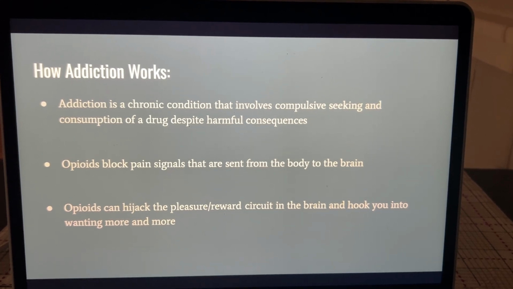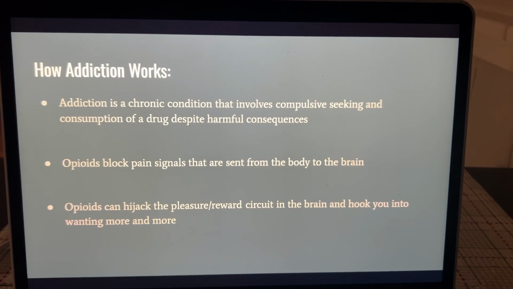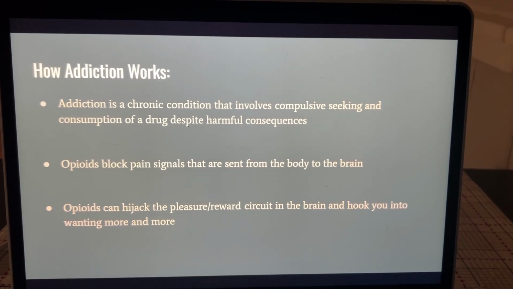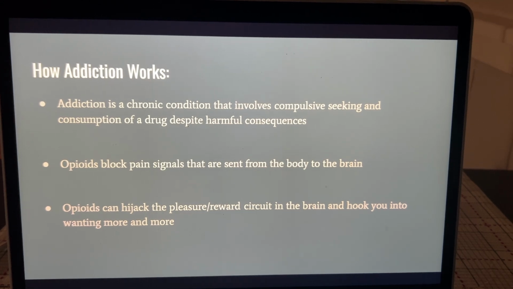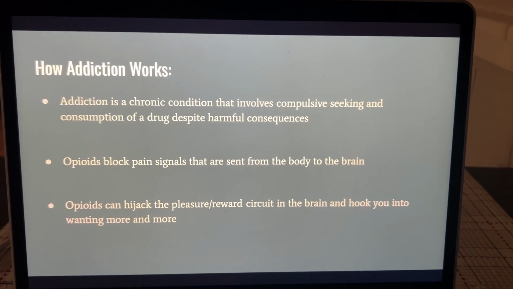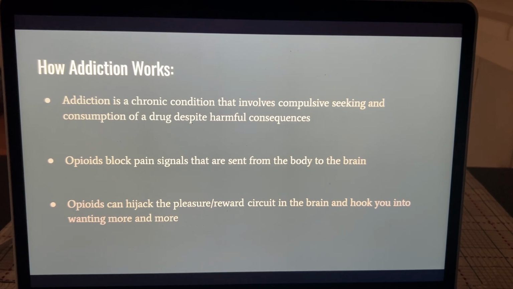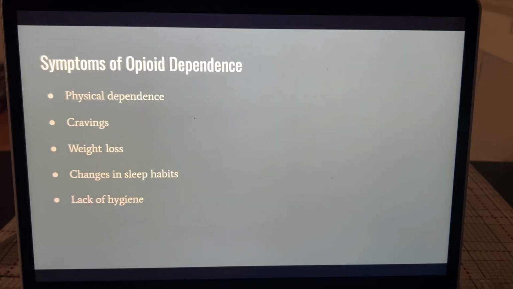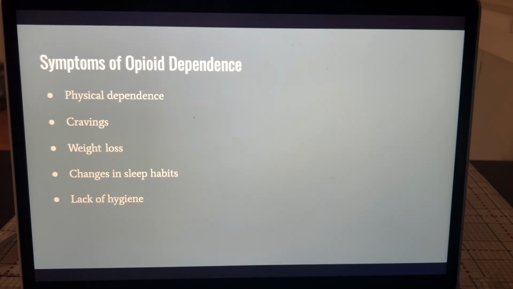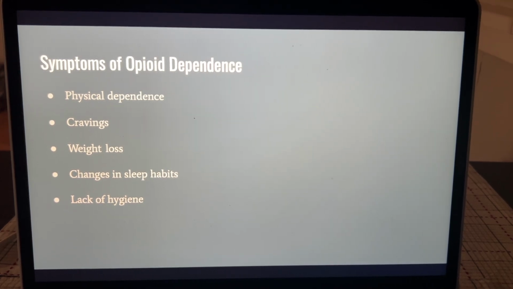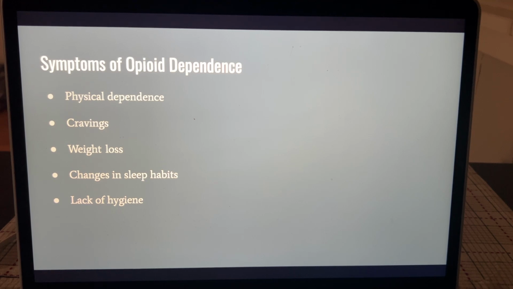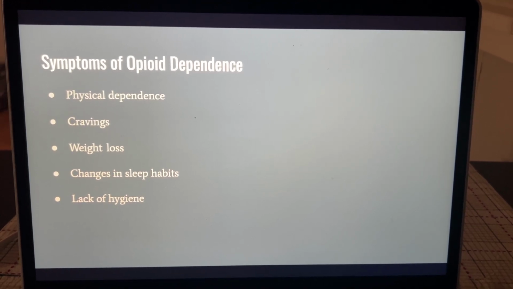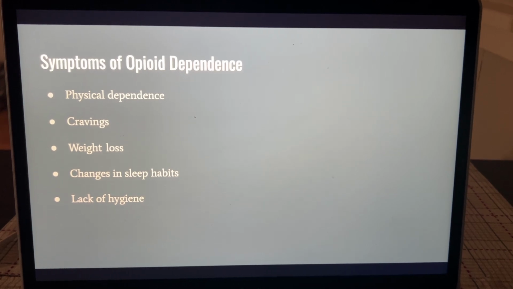So essentially, when you're looking at the main purpose and job of what an opioid does, opioids can hijack the pleasure/reward circuit in the brain and hook you into wanting more and more, which is how addiction does develop. There are a few symptoms of opioid dependence that are important to put into consideration. Physical dependence is the main one, and that's where your body continuously wants more and more of the specific drug, and that's how tolerance continues to build up, and that's how dependence continues to develop. Other symptoms are focused on cravings, weight loss, changes in sleep habits, and lack of hygiene.